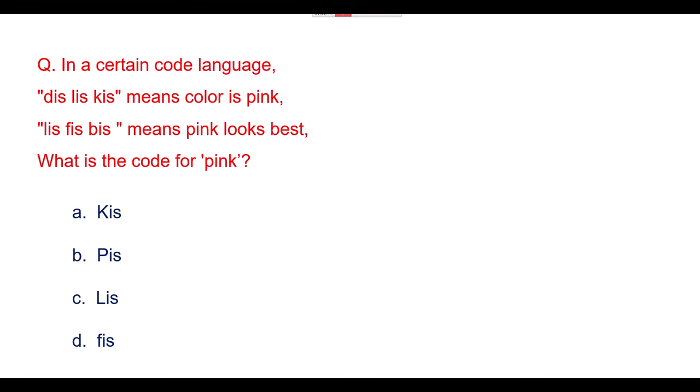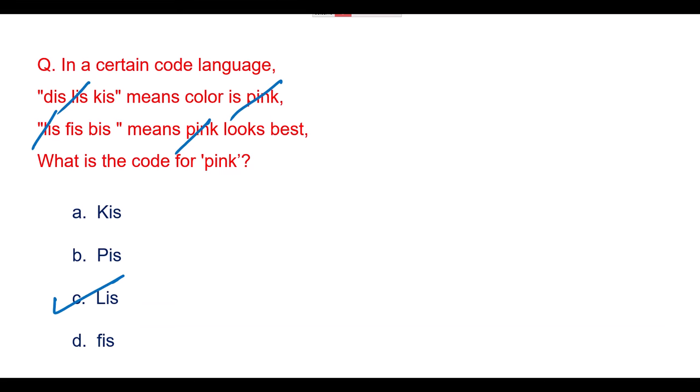Now this model is important. They ask this type in data sufficiency or normally directly also. This is mixed coding, we have to compare and do the things. So what is common in both? Lists. So pink is nothing but lists.